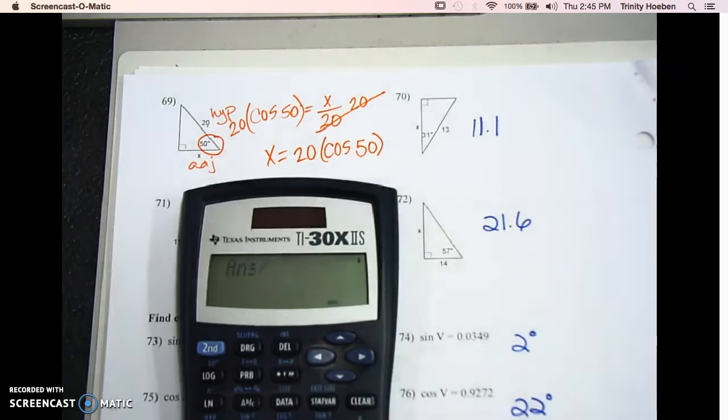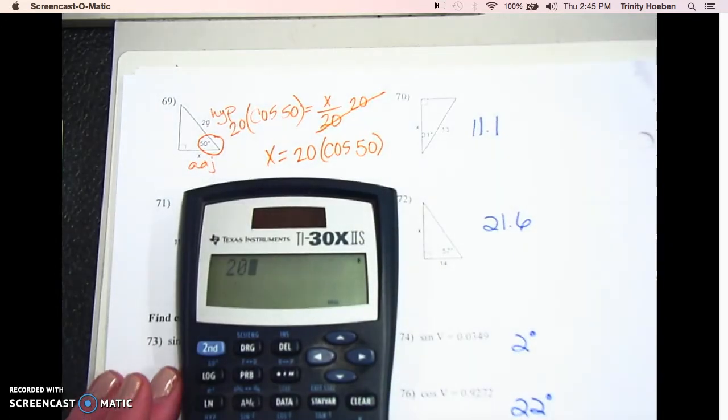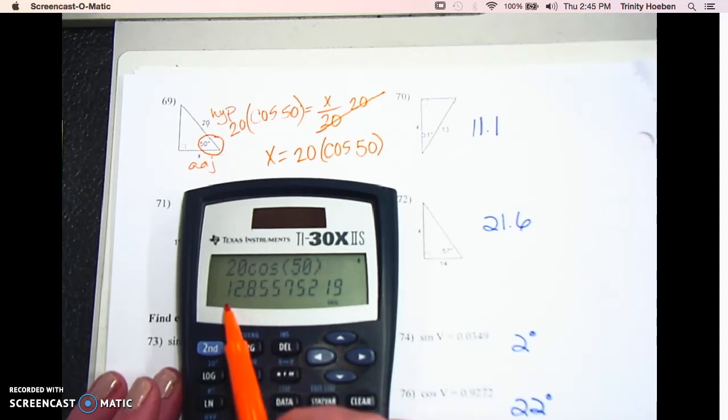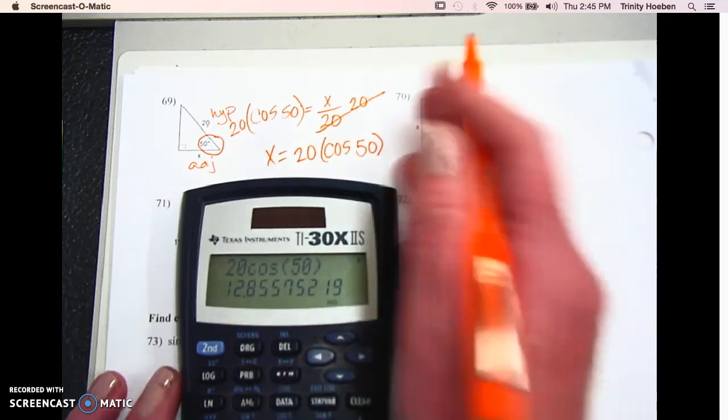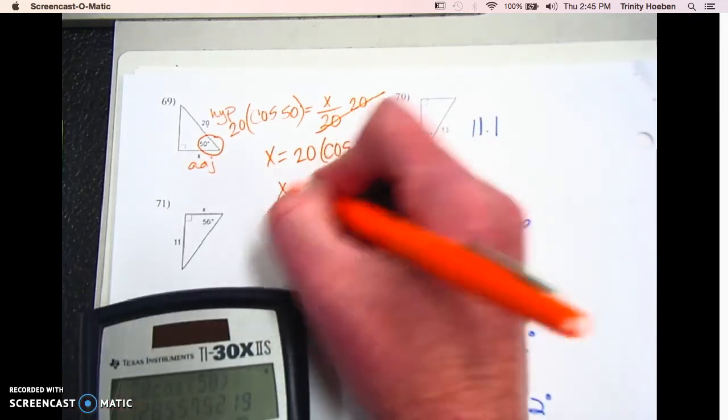And here's again how you type it in your calculator. You're going to type 20, multiply it by the cosine of 50, hit the equal sign. We're rounding to the nearest tenth. So right now we have 12.8, but there's a 5 next to it, so it's going to round up to 12.9.